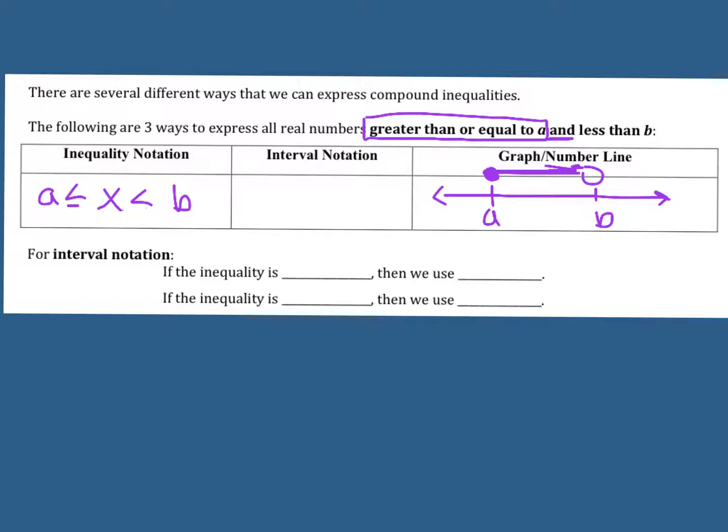So before I write the interval notation, I'm going to go down here and talk about it a little bit. So if your inequality is less than or equal to or greater than or equal to, we need to include that value as part of the solution. So including would mean a closed circle, but in interval notation, we would use brackets, the square parentheses, if you will.